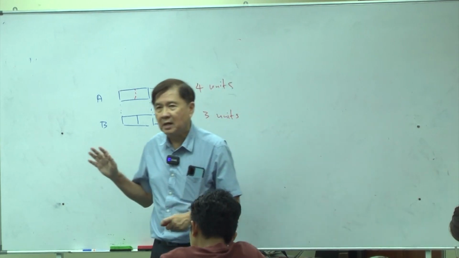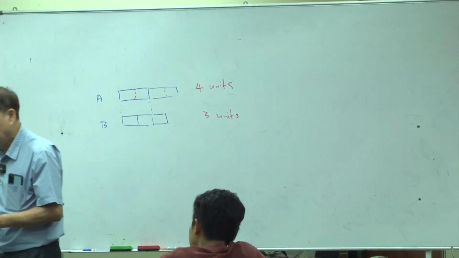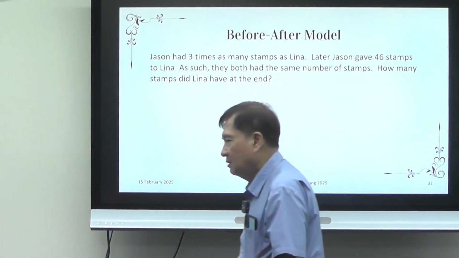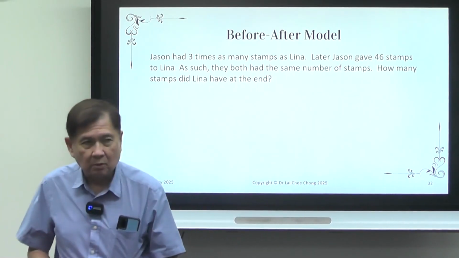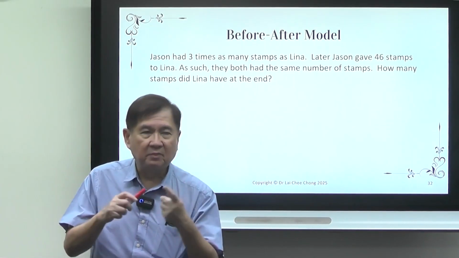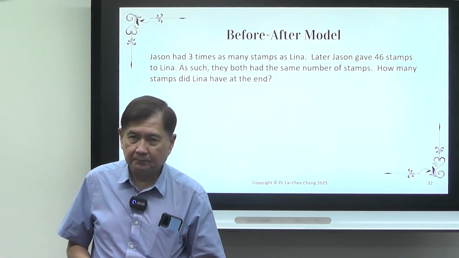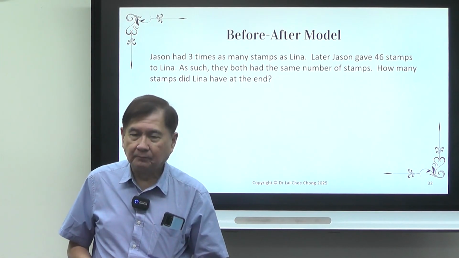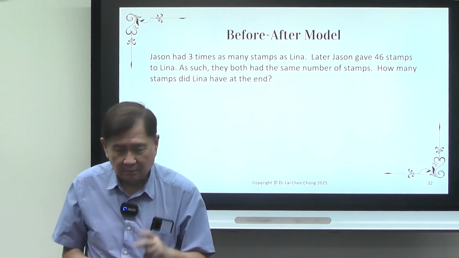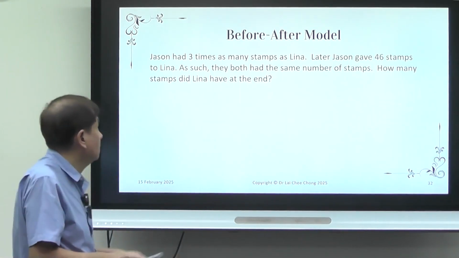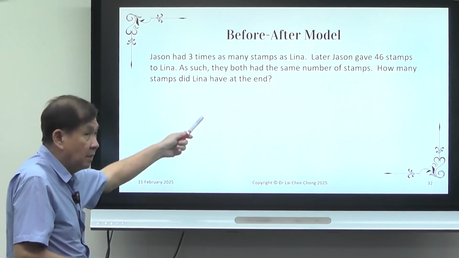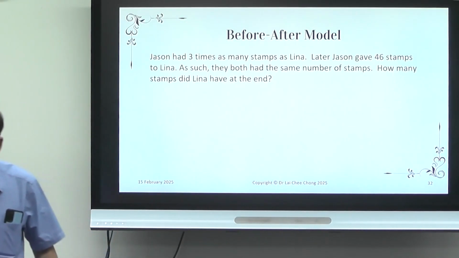If you were to teach this kind of bar model, whether it's grade 5 or grade 6, my advice is that please don't draw 1 bar model, draw 2. 1 for before, 1 for after. That's easier. So your mind will think together at the same time. Now, before is what? 3 times as many, right? So I draw before.